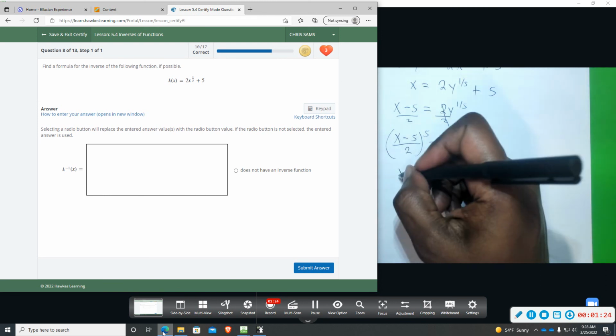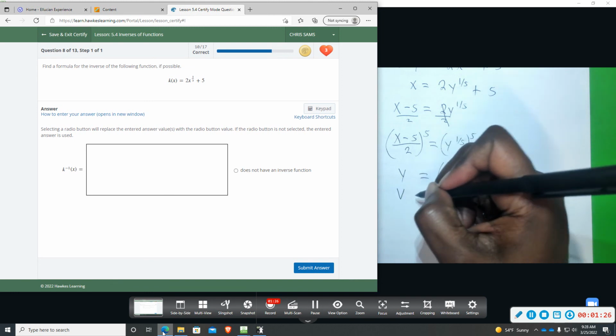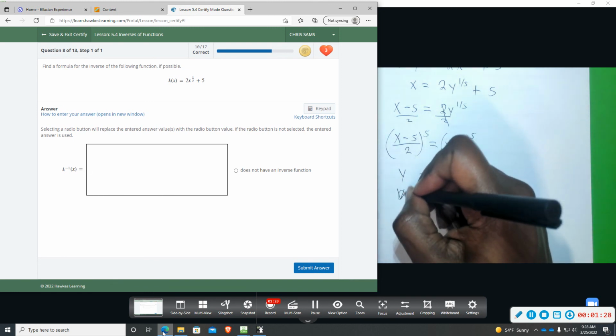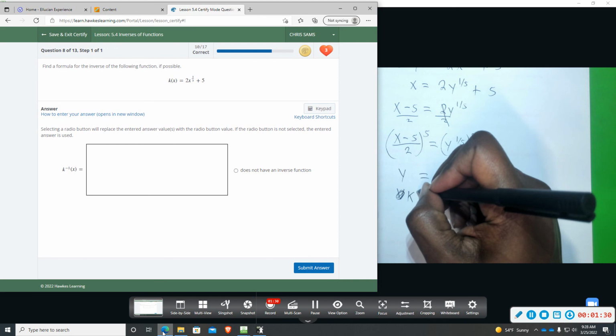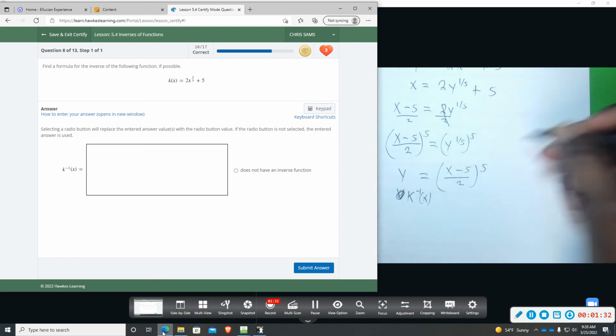And then, of course, you can rewrite this as, we had a k. K inverse of x is equal to this. So that's what this little outside notation means. X minus 5 over 2, and that is raised to the 5th power.